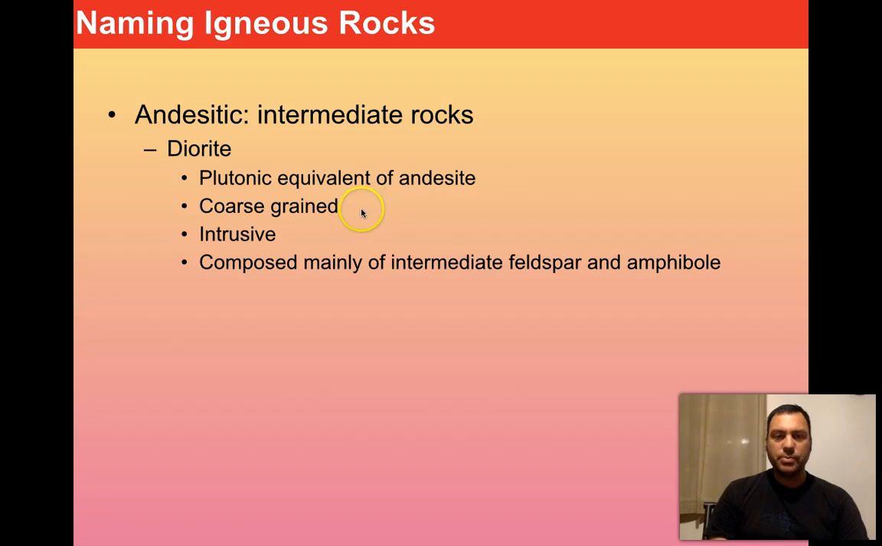It's coarse-grained, which means it's plutonic. That makes sense, right? Or I'm sorry, it means that it's phaneritic. And that makes sense, right? Plutonic rocks generally make phaneritic, coarse-grained materials. It's intrusive, which is implied by the fact that it's plutonic. And it's composed mainly of intermediate feldspar and amphibole. Intermediate feldspar means it's partly albite, partly anorthite, which is to say partly sodium, partly calcium feldspar. And of course, it's going to have lots of amphibole, like hornblende, in it.